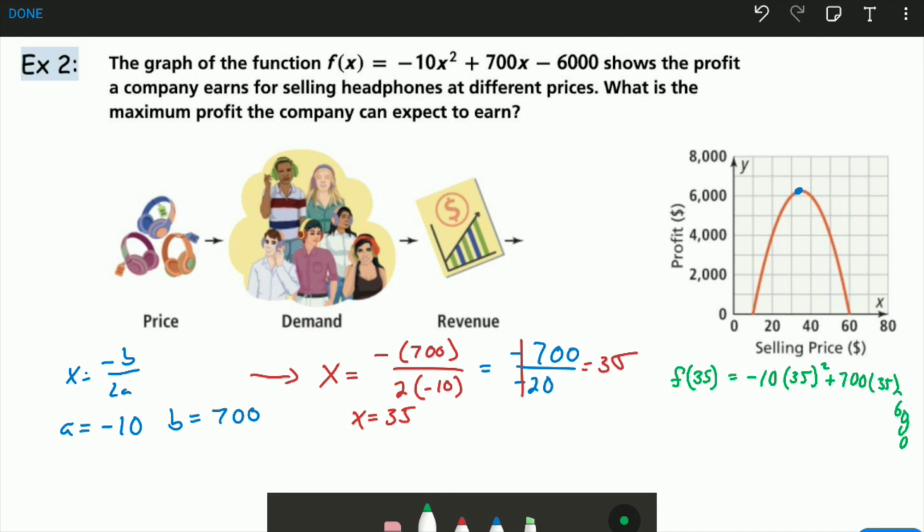Negative 10 times 35 squared plus 700 times 35, and then minus 6,000, which gives me f of 35 being 6,250. So the maximum value, or the maximum profit that they can earn, is $6,250.